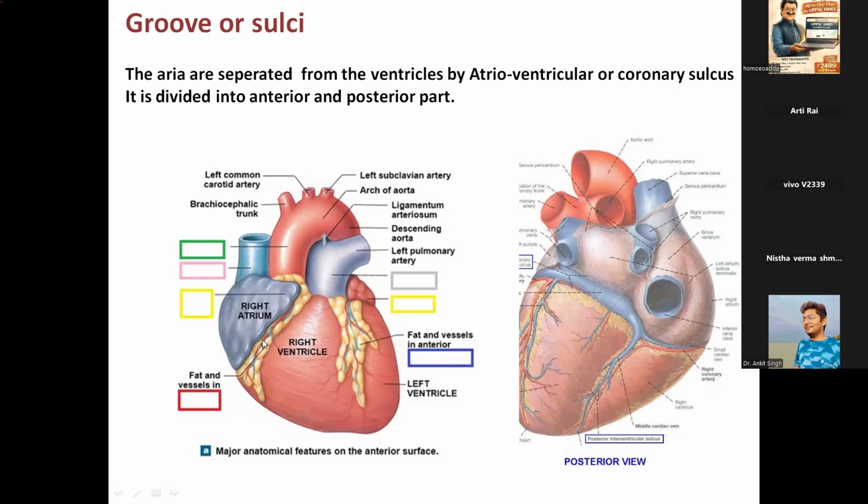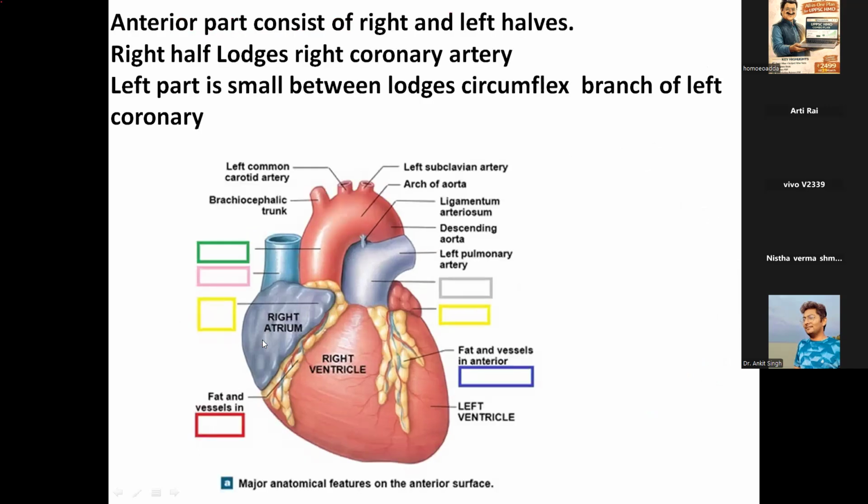This is the anterior part of the coronary sulcus. The anterior part consists of two halves. Similarly, you can see on the right side, one goes on the right, another goes on the left. So the anterior part consists of a right and a left half. The right coronary sulcus lodges the right coronary artery. Very, very important for MCQ.